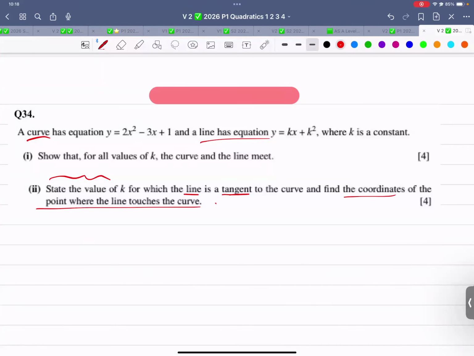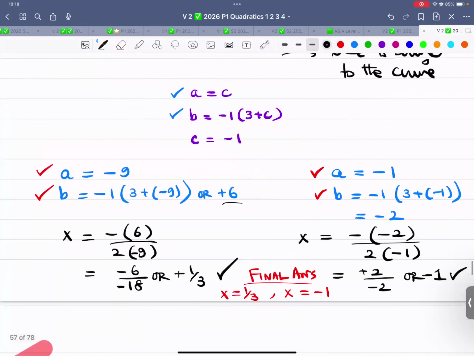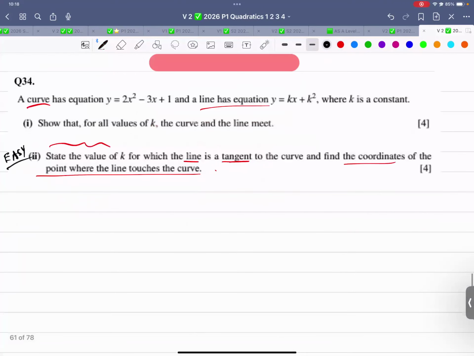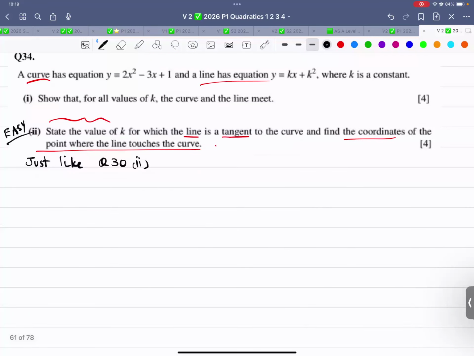So this is exactly like the question that we just talked about. All good, all clear? Now, let me first solve part 1. So part 2, it's very easy. This is just like the question that was over here, which is question number 30, part 2. So I won't be solving this. This is just like question 30, part 2, nothing special. Now, if I talk about the first one, it says a curve has this equation. So now let's focus on the first one.